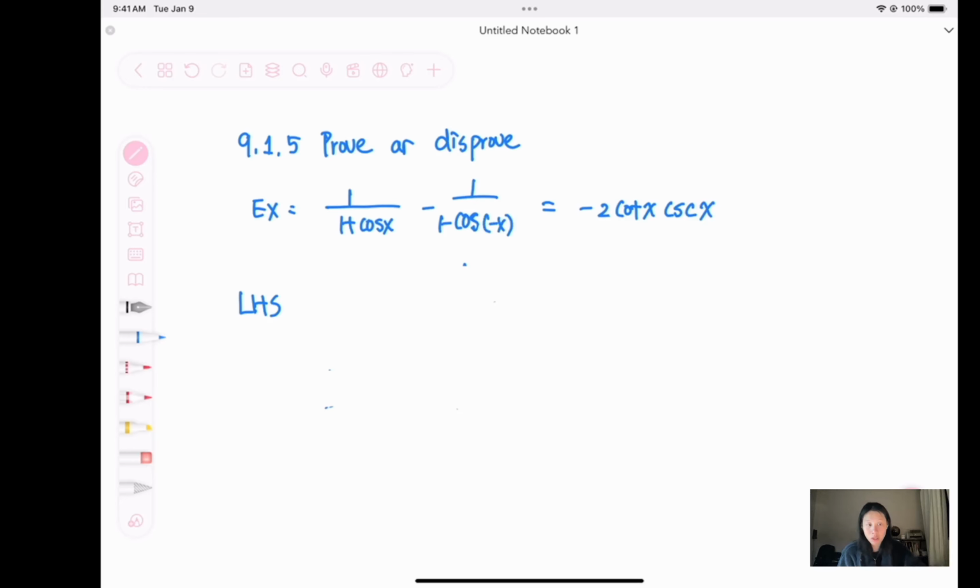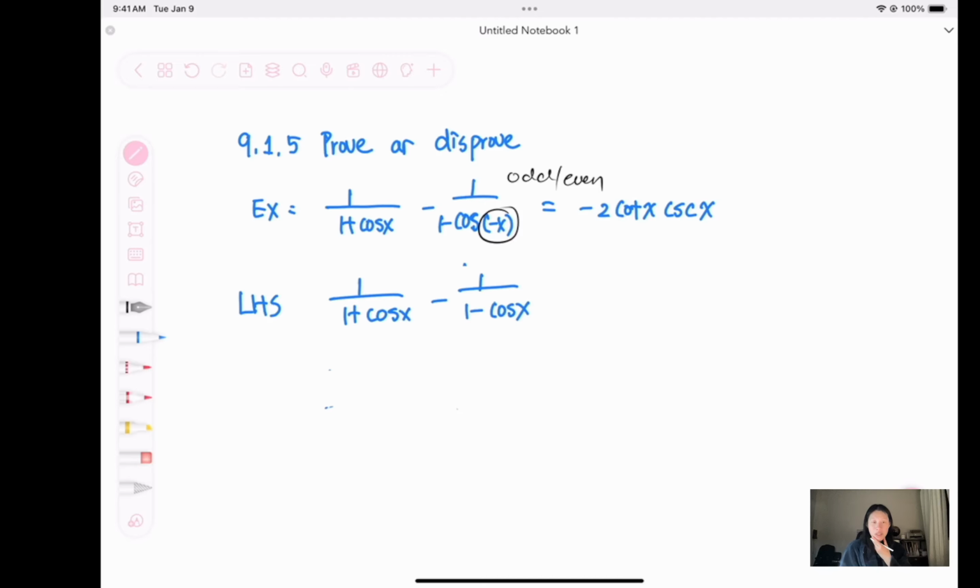We have 1 over 1 plus cosine x minus 1 over 1 minus cosine negative x. Try to prove that equals the right-hand side. Now, first, we see a negative. The first thought is this is going to be an odd-even function. We're going to use that to simplify it. So we have 1 over 1 plus cosine x minus 1 over 1 minus cosine x.